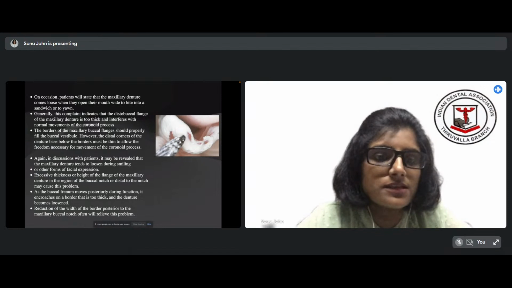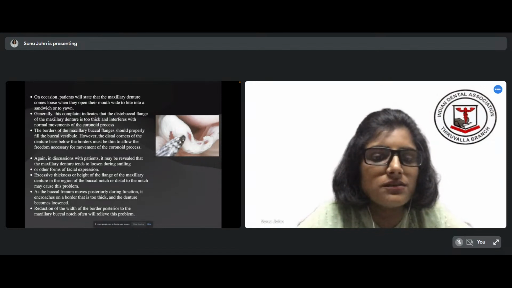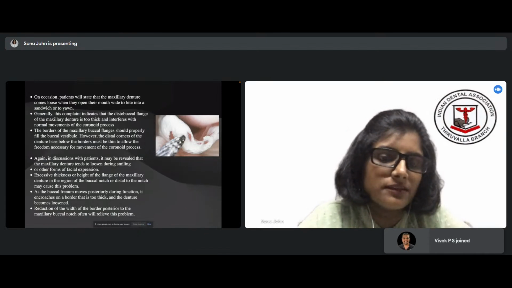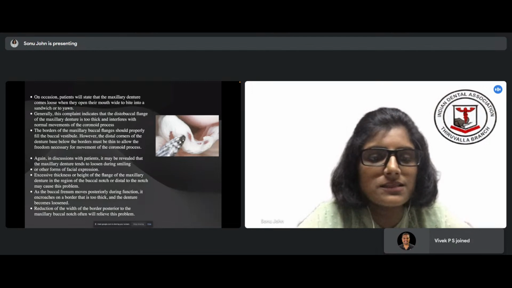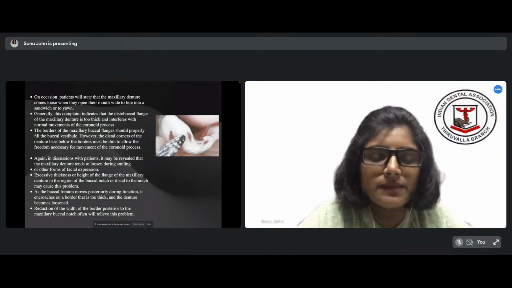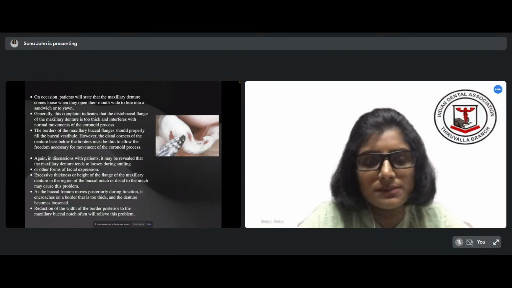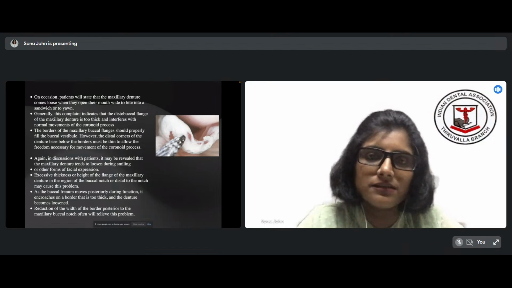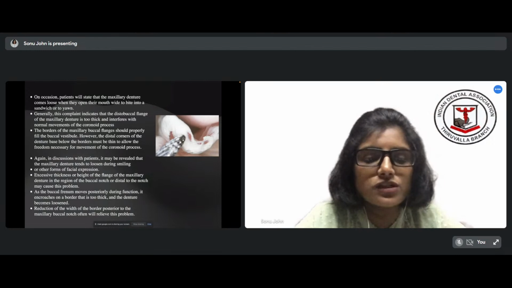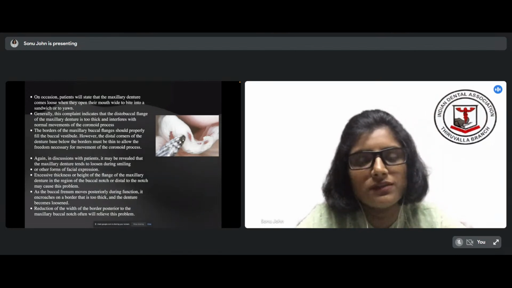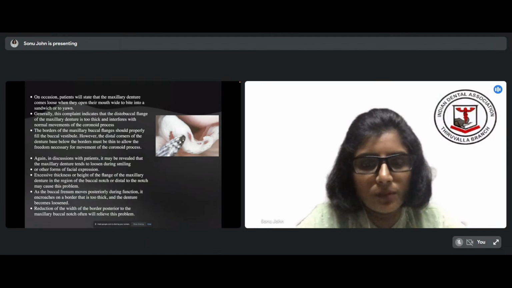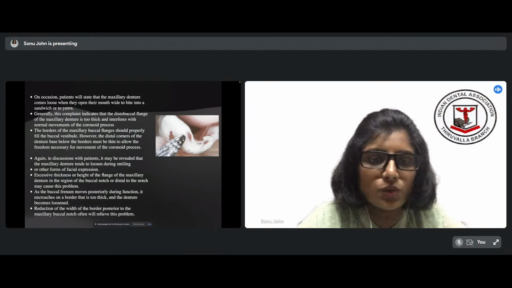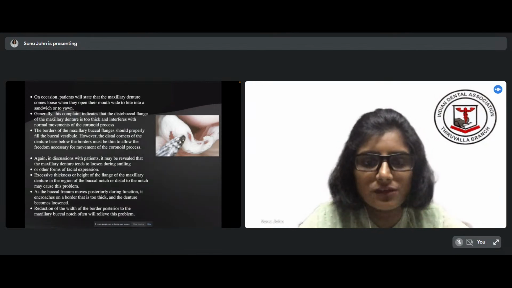Again, sometimes patients come back saying that the maxillary denture dislodges when they smile or make any other sort of facial expression. The upper denture dislodges during facial expressions or smiling because there is excessive thickness or height of the flange of the maxillary denture in the region of the buccal notch or distal to the notch. As the buccal frenum moves posteriorly during function, it encroaches on a border that is too thick, and the denture gets dislodged. Reduction in the width of the border posterior to the buccal notch will relieve this problem. So always make sure your distobuccal flanges are thin. The area of your buccal notch should also be thin, because you need free movement of your frenums and your coronoid process. So if your denture dislodges when the patient opens the mouth, or when the patient smiles, these are the two things to be taken care of.